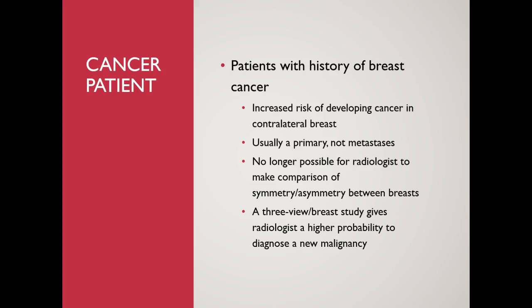Patients with a history of breast cancer do have an increased risk of developing cancer in the contralateral breast, so you want to keep that in mind. Usually, it's a primary, not a metastasis. In other words, it was something that wasn't picked up yet. It's no longer possible for the radiologist to make comparison between the breasts because the other breast has had surgery done or the breast has been removed. You need to keep these things in mind.